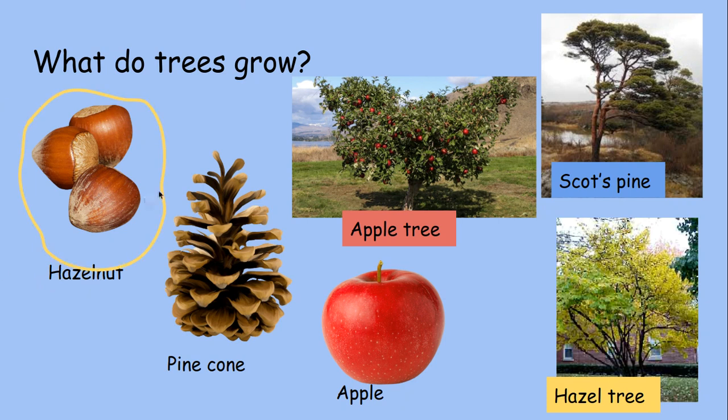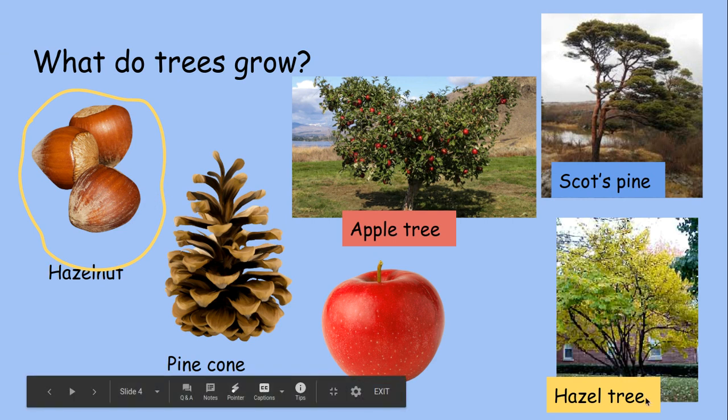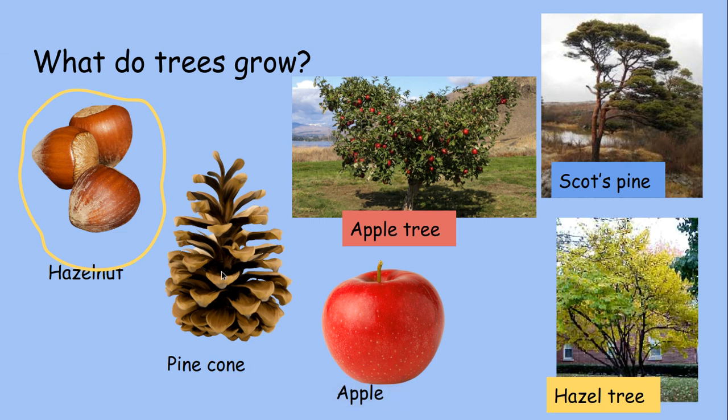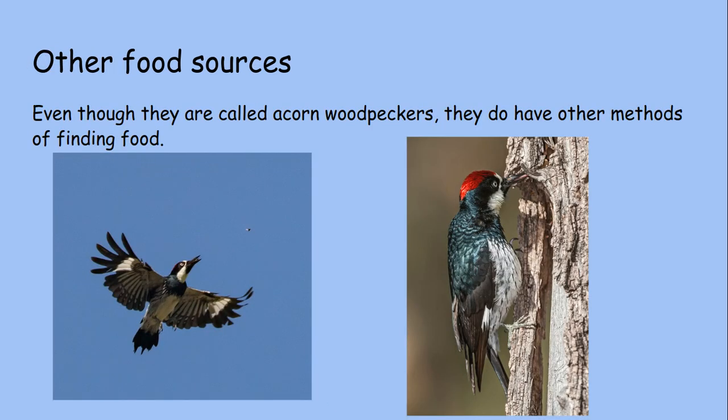If you said hazel tree, we can see we've got yellow and yellow. Well done. The hazelnut comes from the hazel tree. And then over here, we've got pine cone. This circle is either going to be red for apple tree or blue for Scots pine. And the pine cone grows on Scots pine. The pine cone grows on the pine tree. And then finally, we've got the apple. I'm pretty sure we all know this one grows on the apple tree. All right, well done, everybody.